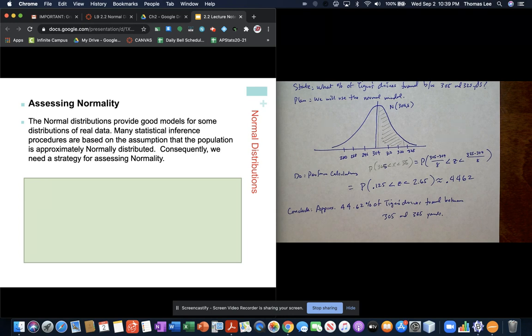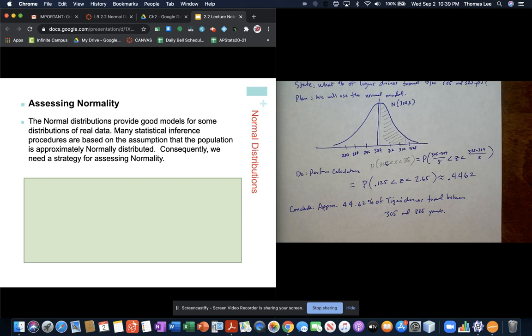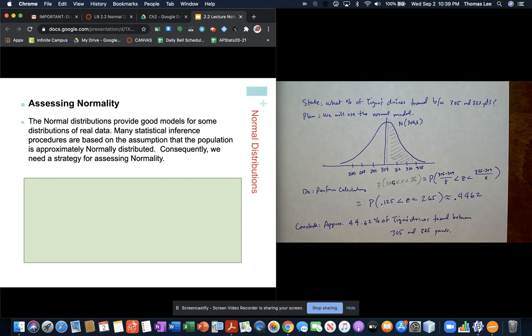Right now, we're just going to introduce you to a very quick and easy way to ballpark whether or not the normal model is a good fit for the actual data. And we're going to use what's called a normal probability plot. You guessed it, it's a graph.